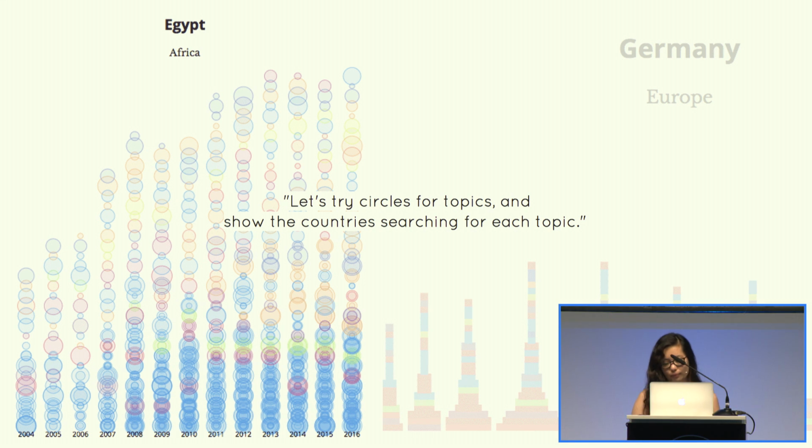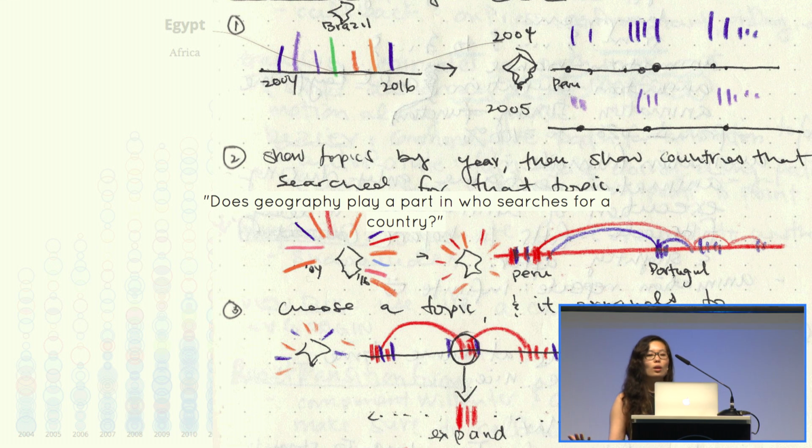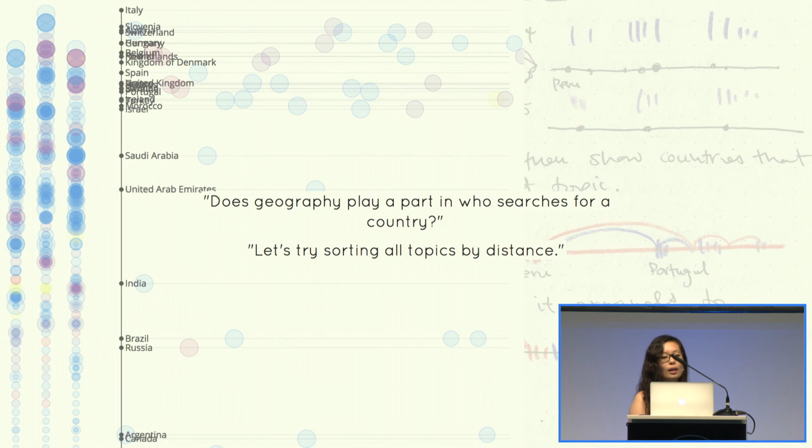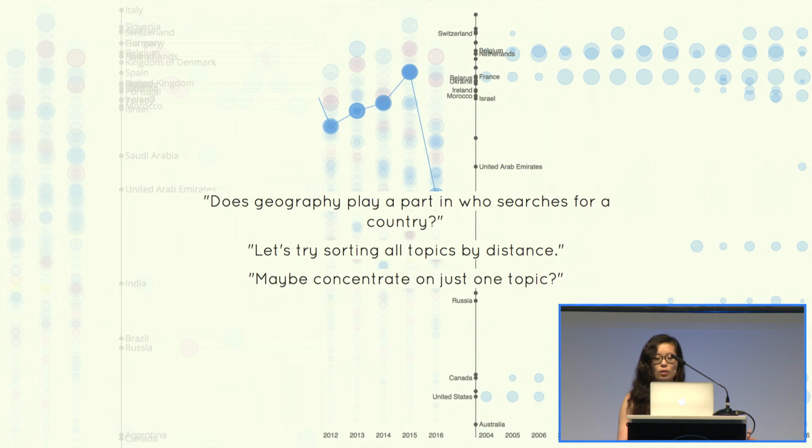It's kind of pretty. So then I wondered, well, I think I noticed that maybe geography plays a part in who's searching for a country and topics within the country. So maybe I can try sorting those topics for a particular year by distance. And that didn't look so great. So then I was like, maybe I can just concentrate on one topic across the years.